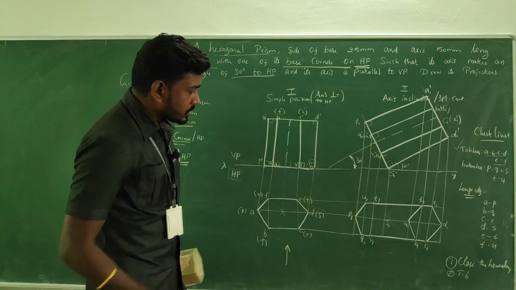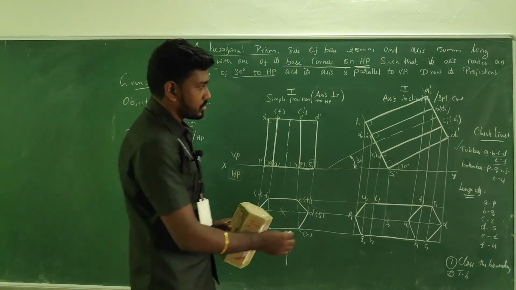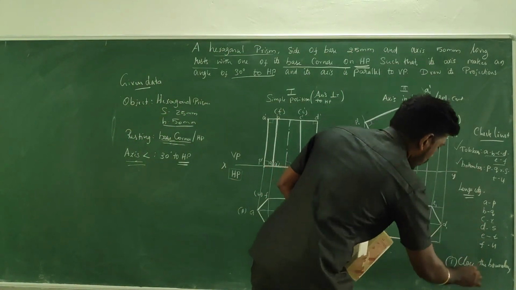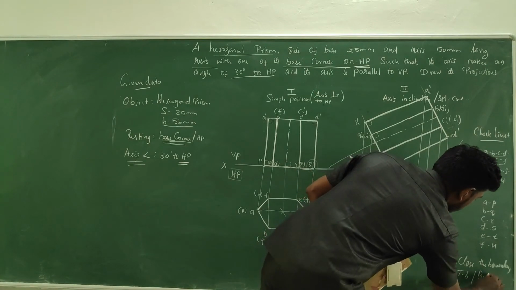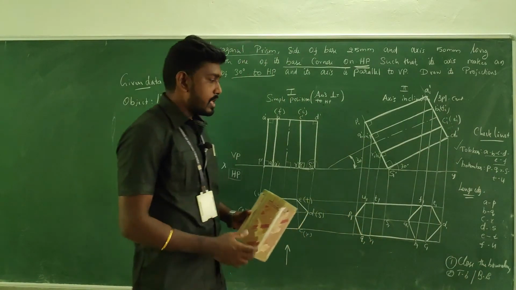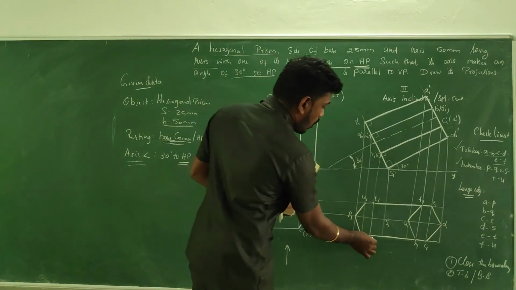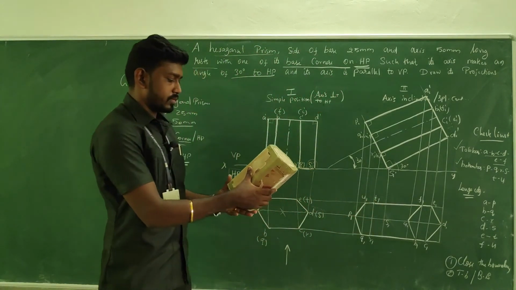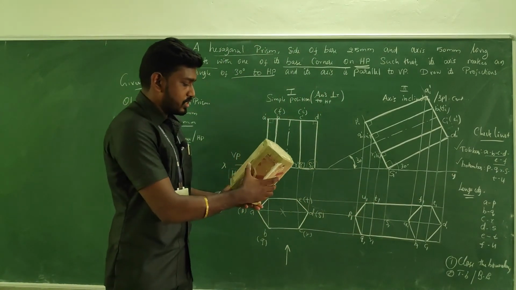Then concentrate on the bottom base. Top base over. Now concentrate on the bottom base. The bottom base connections are P, Q, R, S, T and U. So the object is just like this.